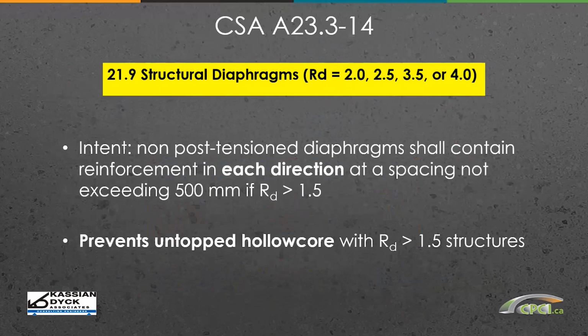So a lot of precast structures are designed for RD 1.5, where this requirement would not be applicable, but for an RD of 2 or higher structure, we would have to satisfy those requirements, which really means we can't use untopped hollow core for any structures with an RD larger than 1.5. They would not be compliant with that requirement in CSA A23.3.